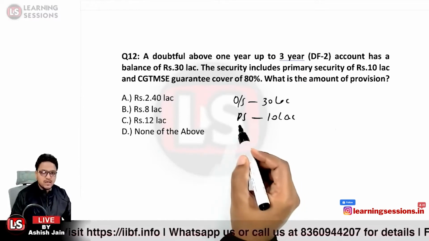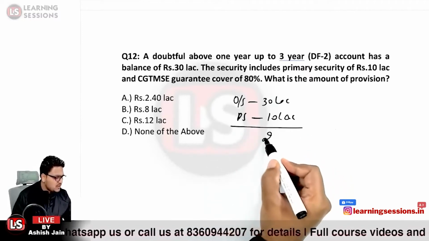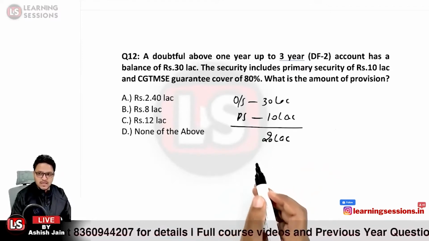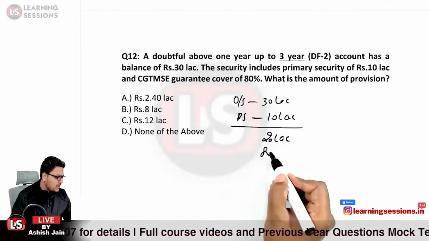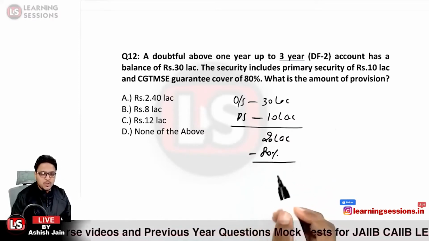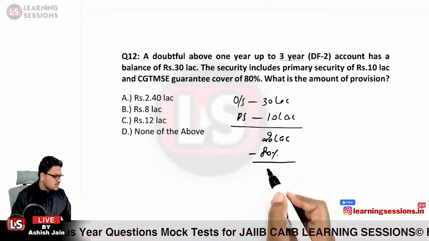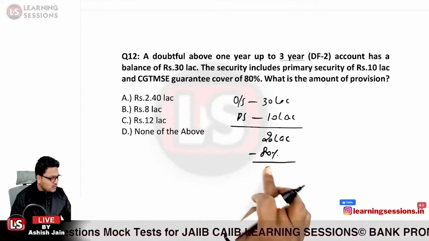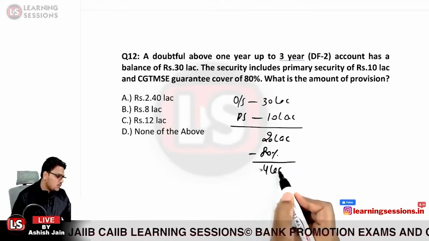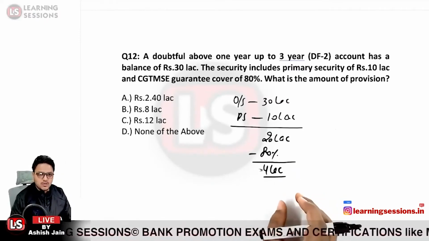Okay, so primary security is 10 lakh rupees. So the unsecured amount for which the security is not available is 20 lakh rupees. And we are aware that a CGTMSE guarantee cover is available of 80%. So the 80% part will not be covered, against which the provision is to be maintained. 80% of 20 lakh is basically amounting to 16 lakh rupees. For the 16 lakh part over here, provision is not to be created, and further the unsecured part is now reduced to 4 lakh rupees. So 20 lakh minus 80% is equal to 4 lakh rupees.